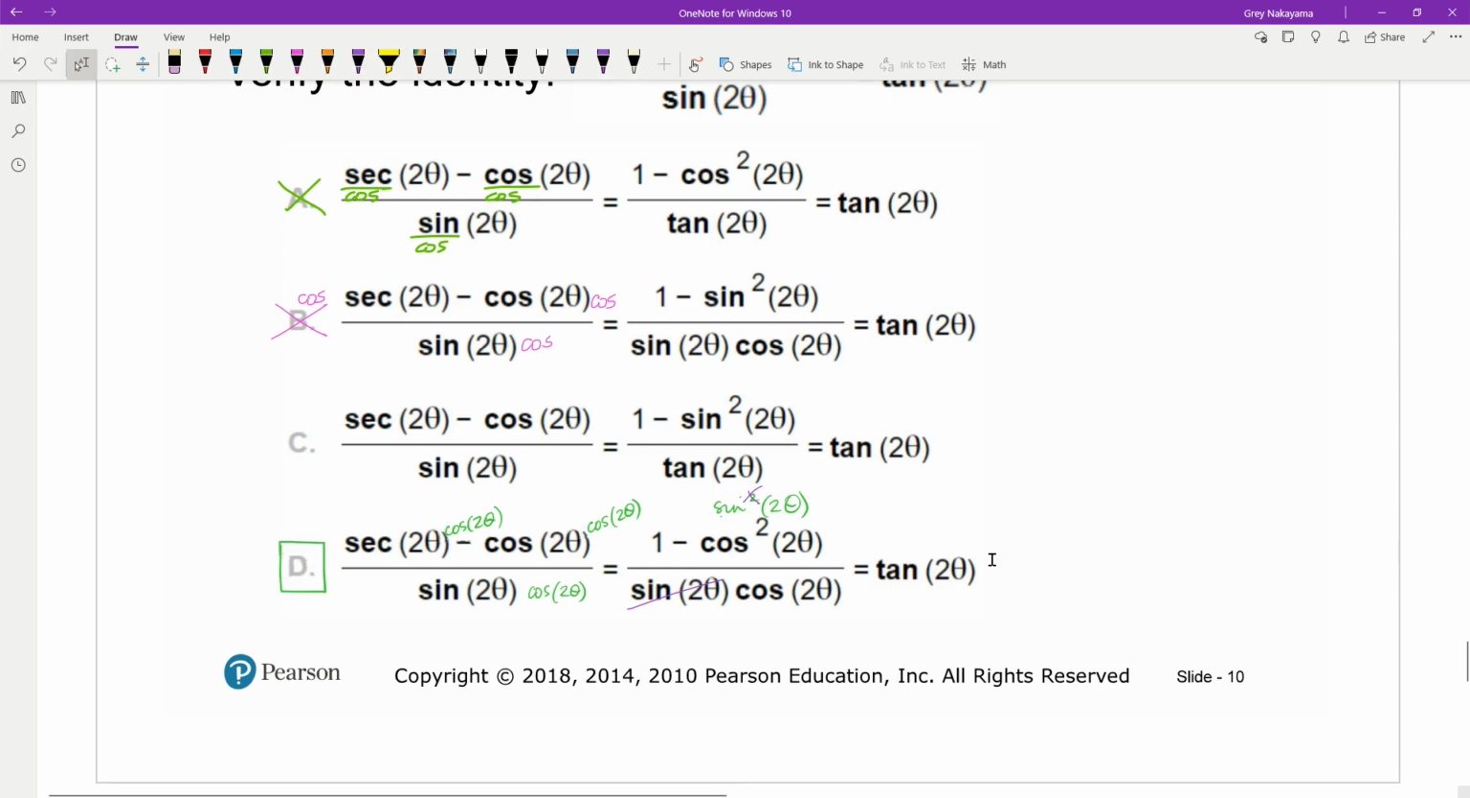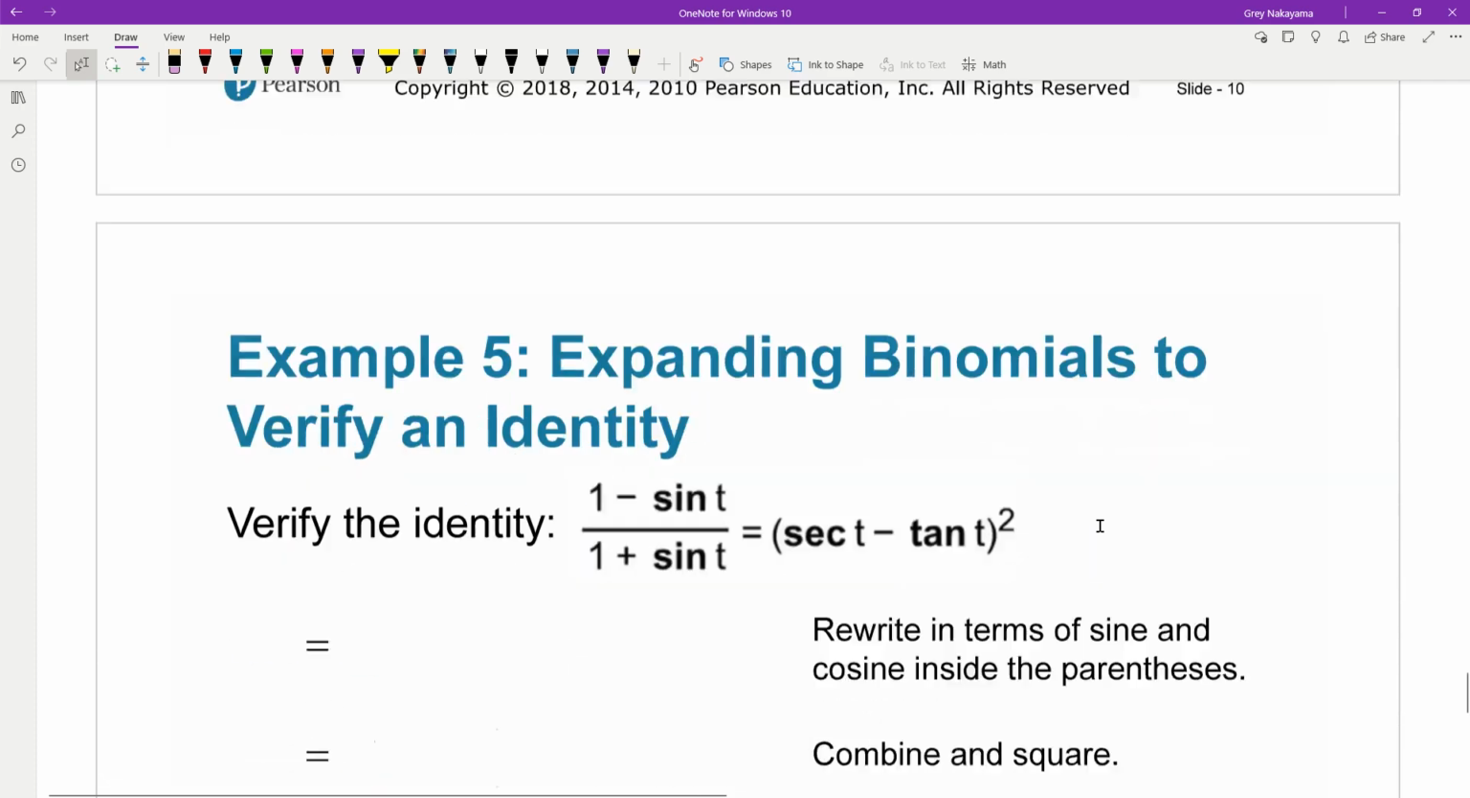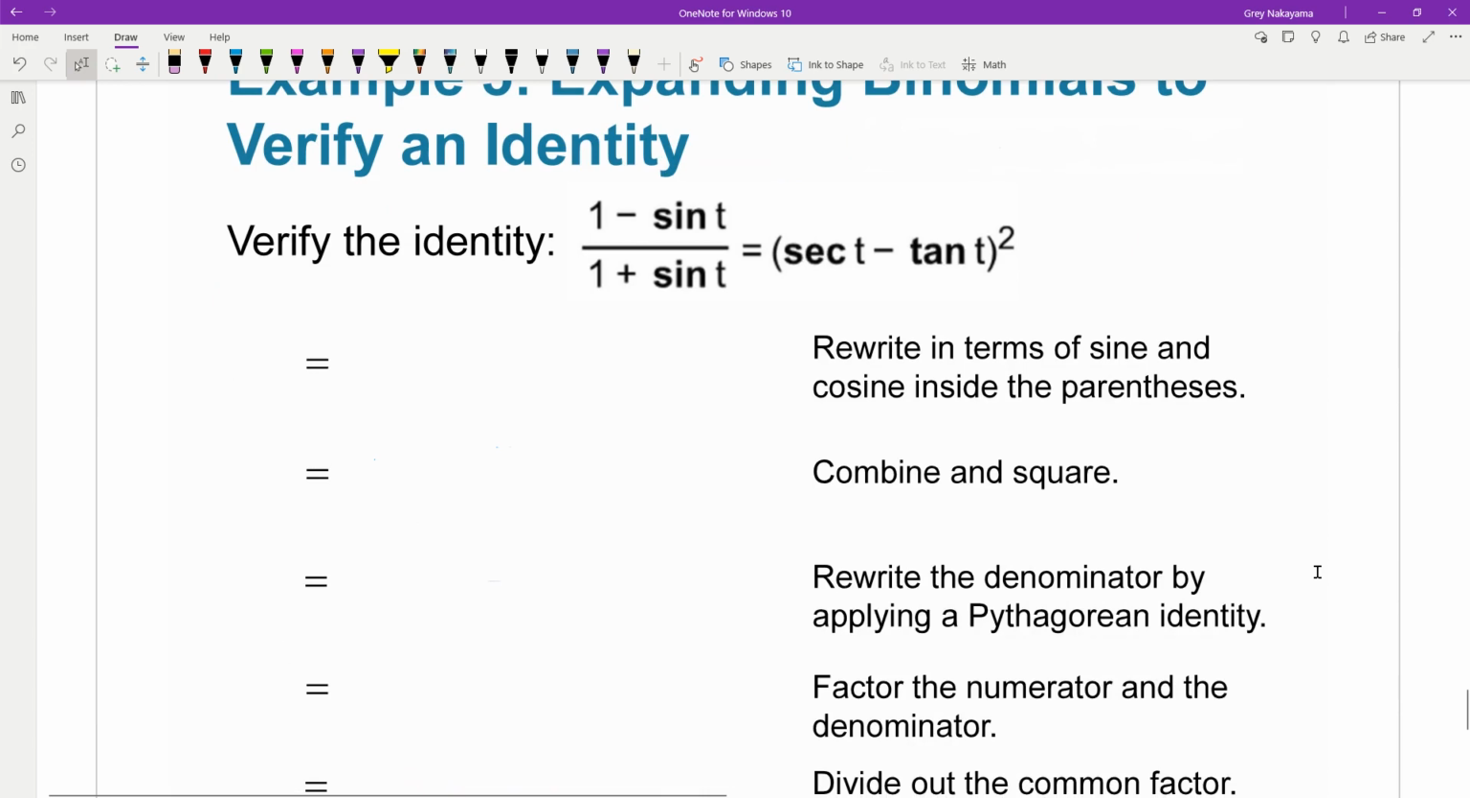So those tend to be more challenging, but it's all there. You just got to see which ones make sense algebraically. Again, putting the pieces of a puzzle together and following steps. All right, the last one. I wanted to do this because I wanted to go over, again, expanding binomials. All right, and we're doing the perfect square.